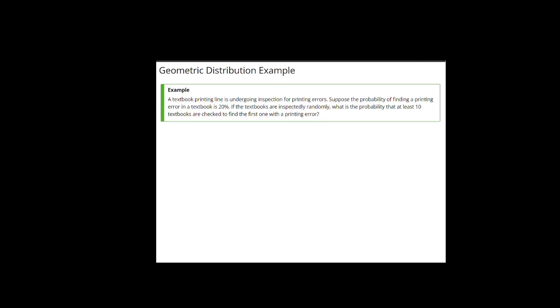Here's an example involving the geometric distribution. A textbook printing line is undergoing inspection for printing errors. Suppose the probability of finding a printing error in a textbook is 20%. If the textbooks are inspected randomly, what's the probability that we'll need to look at least 10 textbooks to find the first one with a printing error? This again is a simple application of the geometric distribution.